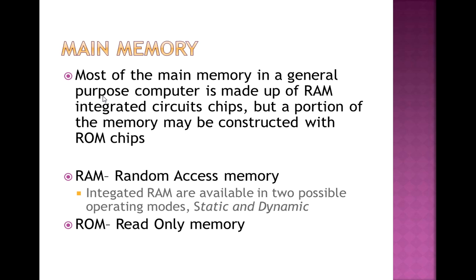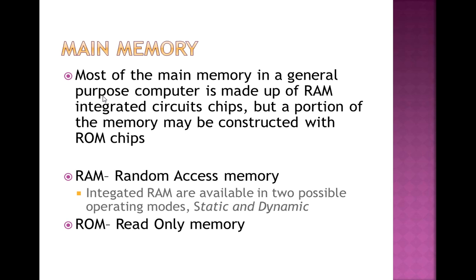Then main memory. Most of the main memory in general is made up of RAM. Now, this slide shows the main memory topic, that is what is main memory and what are the types of main memory. So main memory is the internal memory, that is the basic purpose memory that is used by the computer for executing the instructions, for executing the programs.